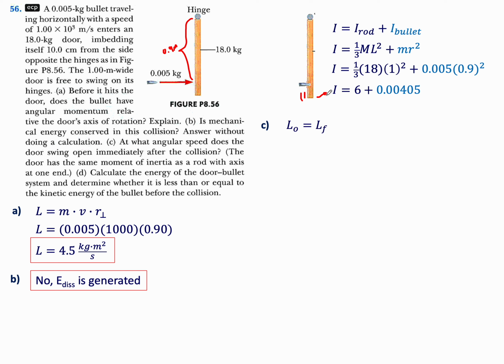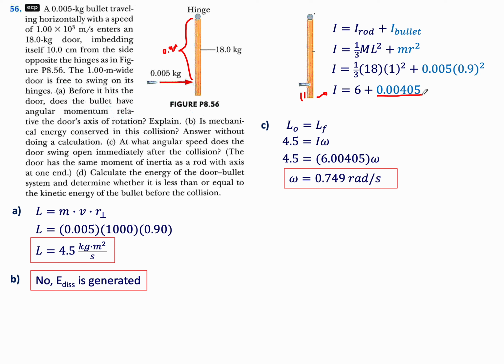What do we know has to be true? Angular momentum must be conserved. Angular momentum beforehand was 4.5. That has to equal I times omega. Plugging in the I from up above, for all practical purposes, we really could drop this term. It's so small, but I'll leave it in there for the moment. And if you solve this, we'll get that the omega of the door right after the bullet hits is 0.749.